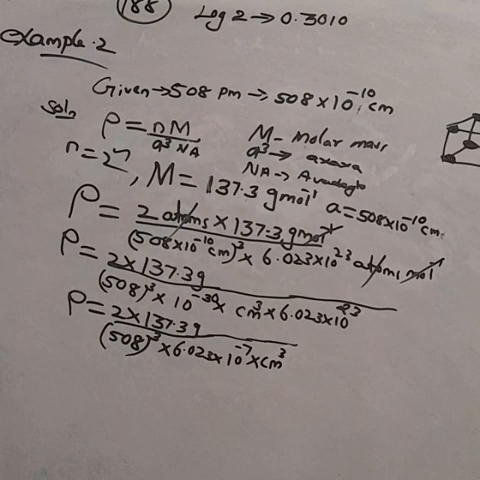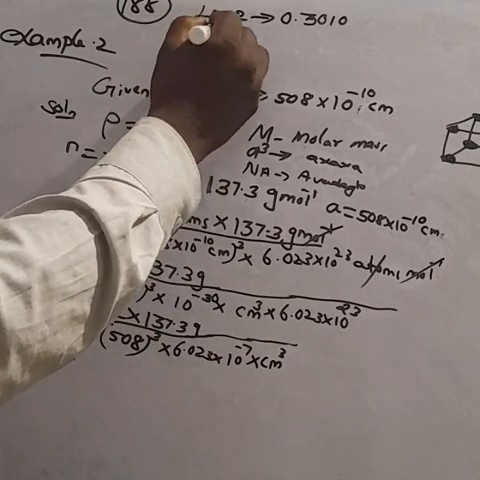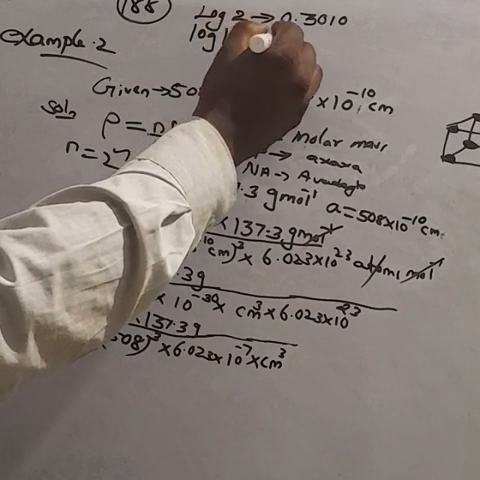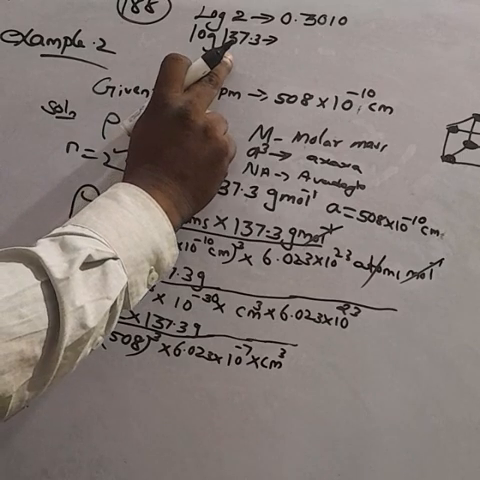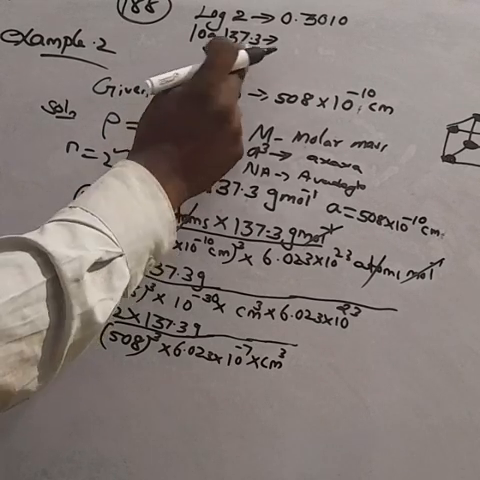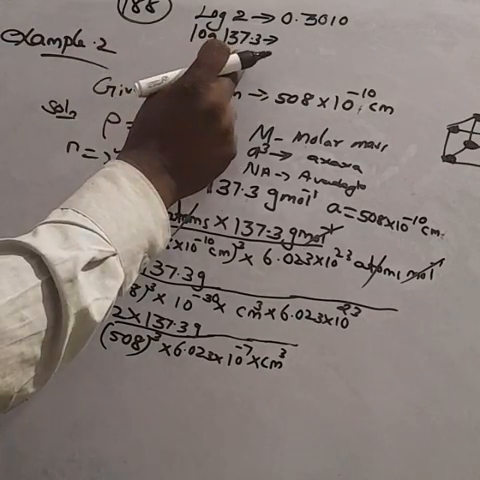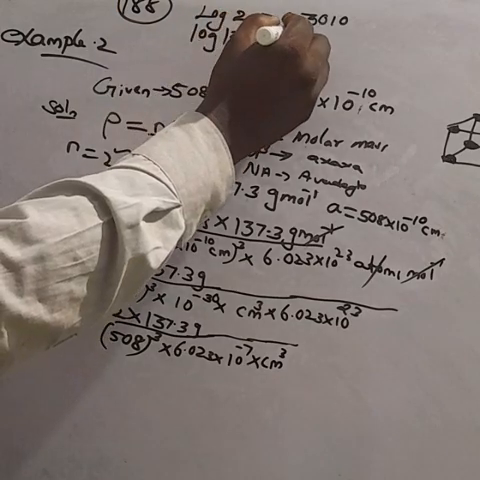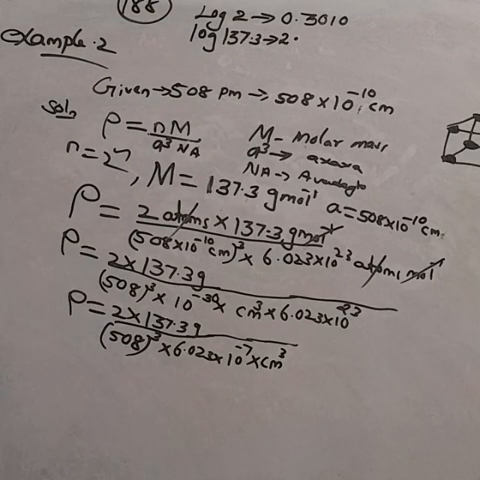Next one, log 137.3. The characteristic here is 3 digit. That is 3 digits before the point, not after the point. Before the point 137, like that, 3 digits. 3 digits minus 1, we get 2. Am I right? So I am writing 2 point. The characteristic is 2 point.